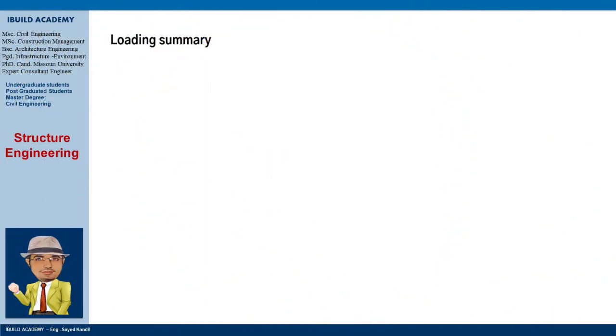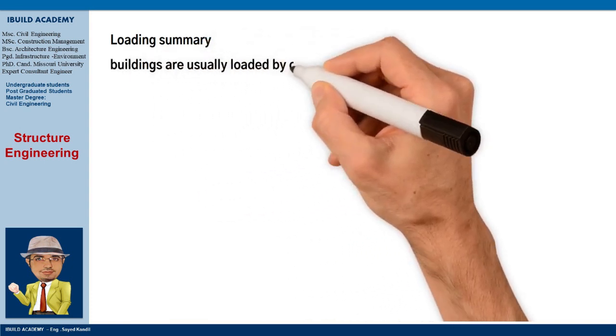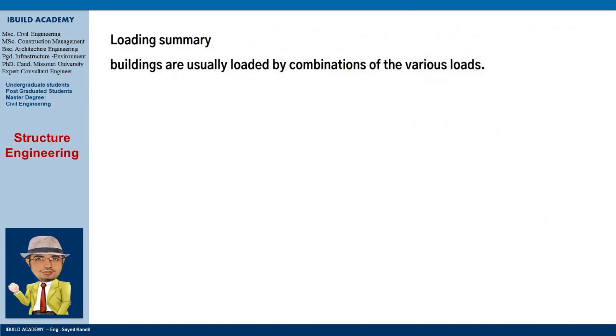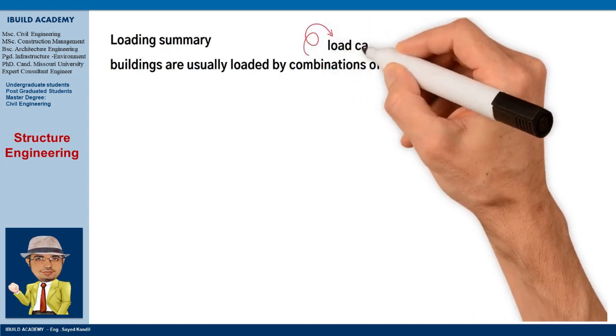Summary. The major function of a structure is to transfer loads, and the main sources of these loads have now been identified. Whilst each load or set of loads can be considered to act independently, buildings are usually loaded by combinations of the various loads.